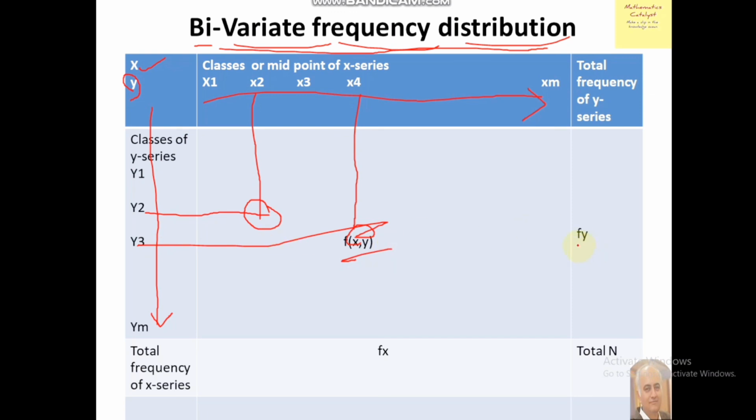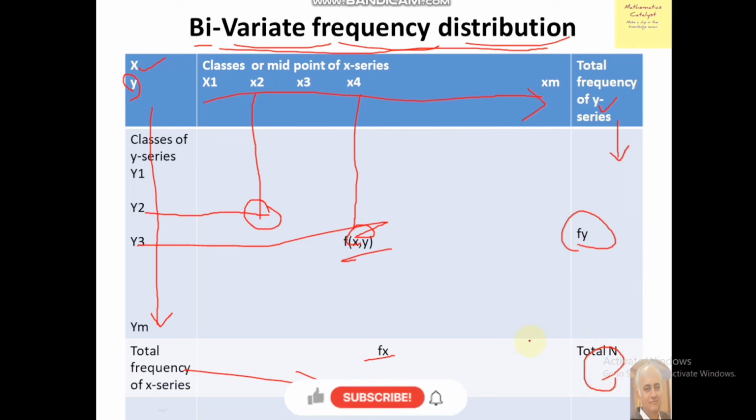And here we have the frequencies of y, means total frequency of y series in vertical sense, right? In this way we have to write the total frequency with respect to y, and here total distribution fx means total frequency of x series, और यहाँ पर जो होगा that is the total of fx and fy. So in this type of distribution you can say it is a bivariate frequency distribution.